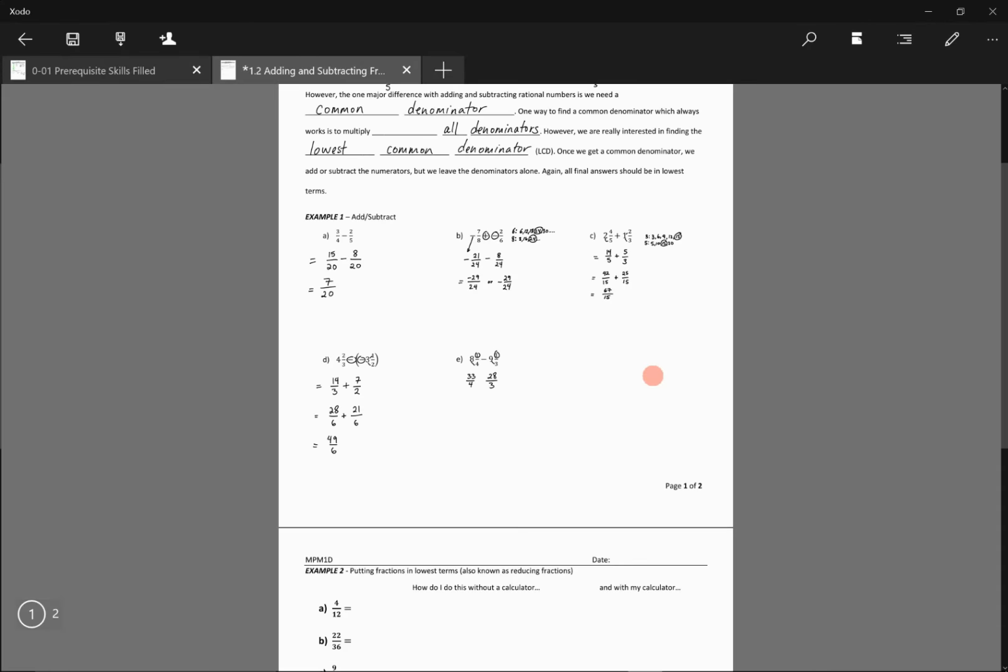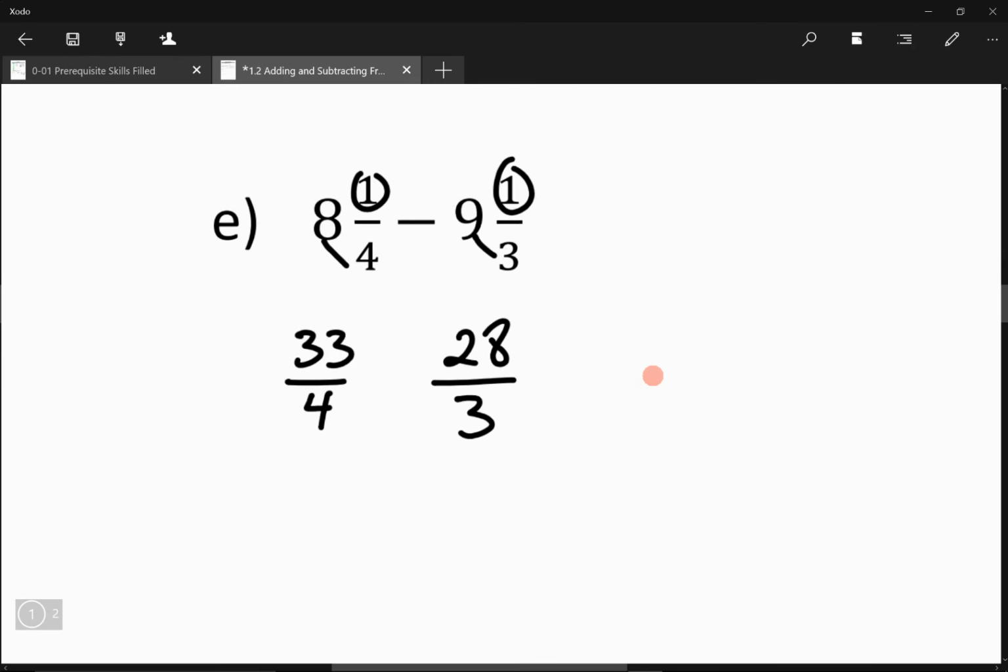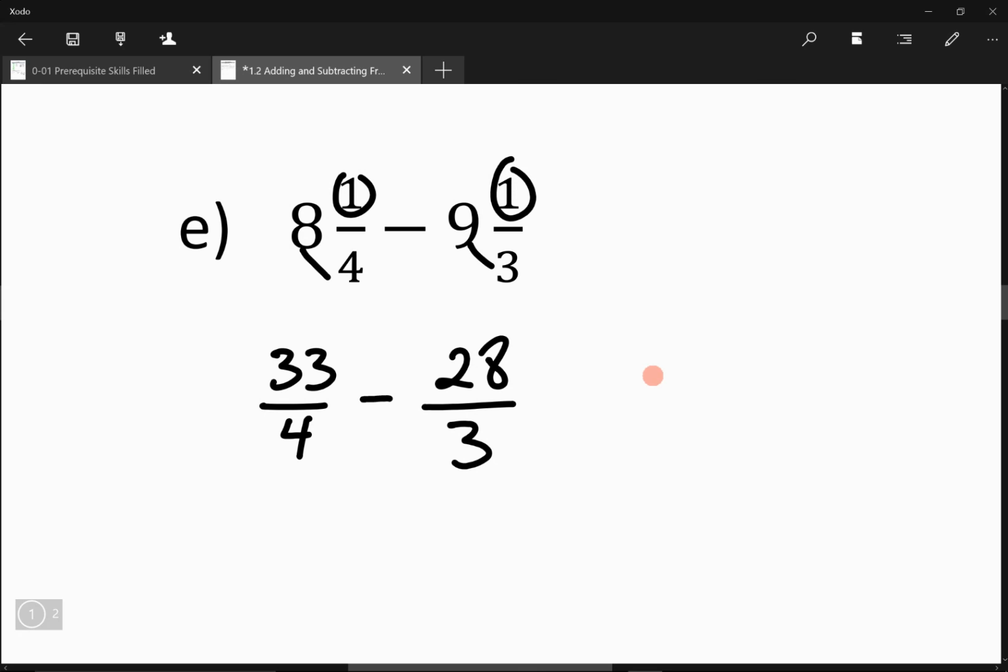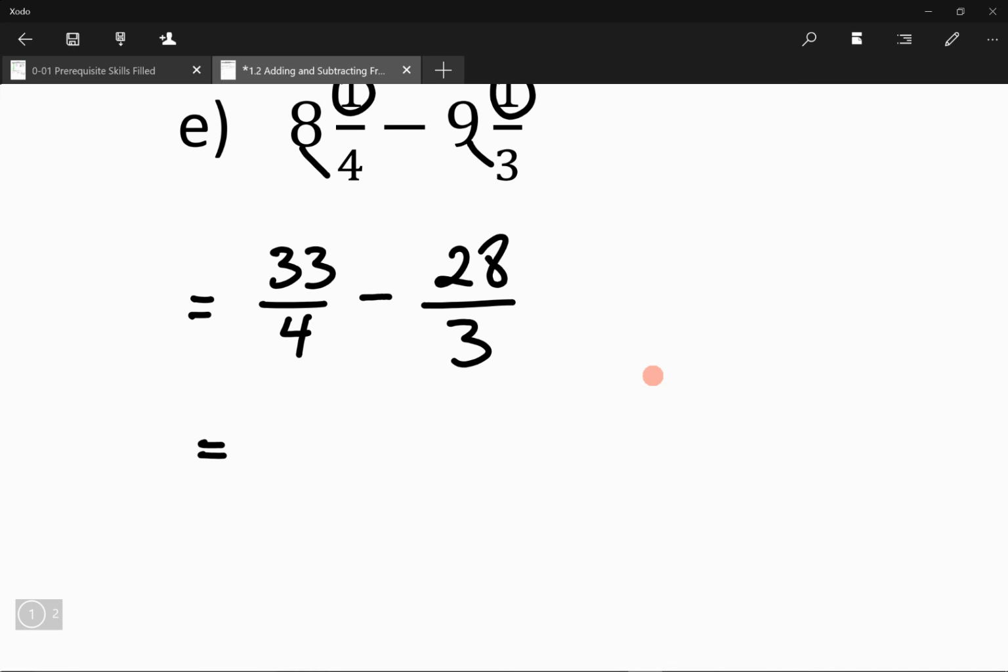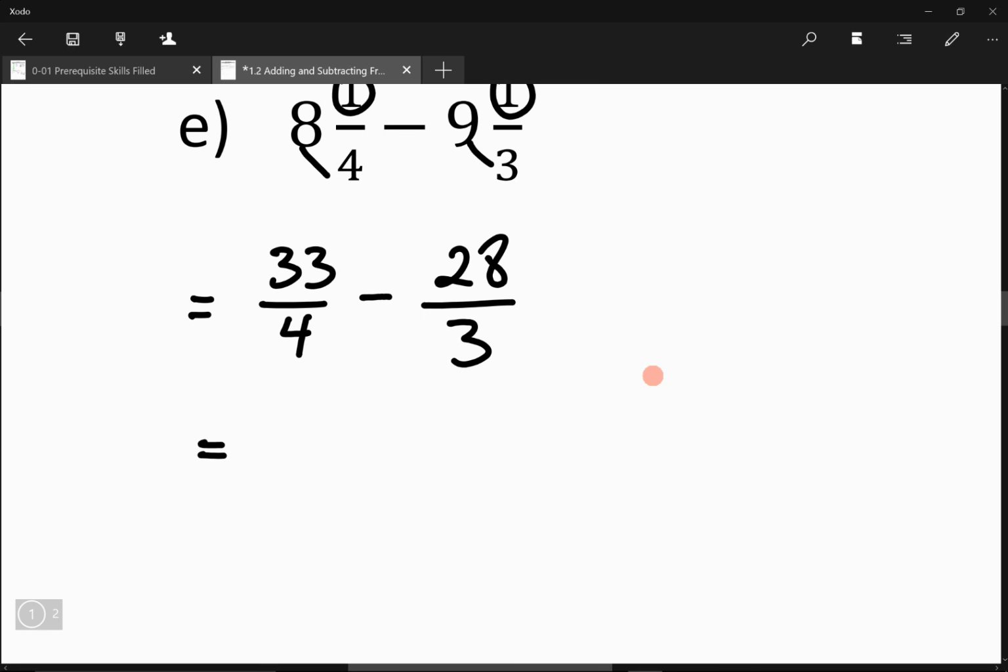I have a minus sign in between. Whoops. Minus, okay. And then now I have two improper fractions. I have a different denominator for each, so I have to find the common denominator. And we're going to use 12 as our common denominator. So 12 and 12. Okay, so you can multiply 4 times 3 to get that common denominator.